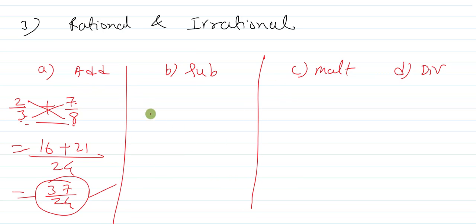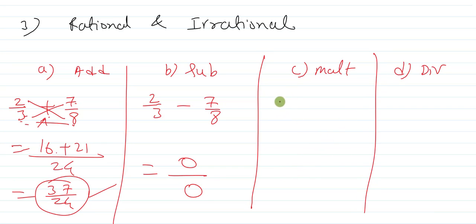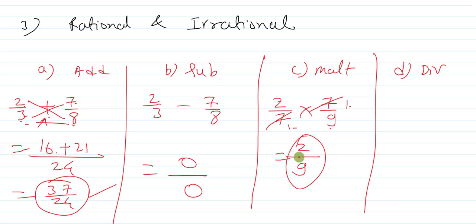Same case, if we subtract two rational numbers, what will happen? Same. I'm not going to do it. You just need to put minus in this: 2 by 3 minus 7 by 8. Find the answer. It will also be a rational number. Now if we multiply two rational numbers, what will happen? 2 by 7 into 7 by 9. This 7 will get cancelled, 7 ones are 7, 7 ones are 7. So 2 into 1, 2, 1 into 9, 9. The answer will again be a rational number.